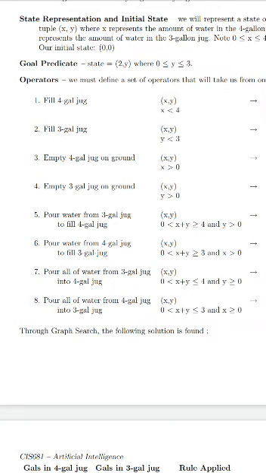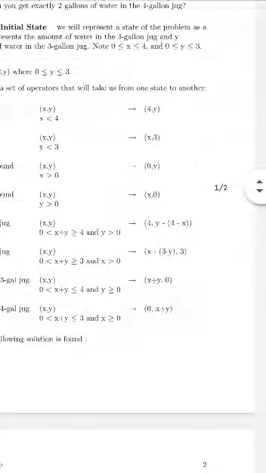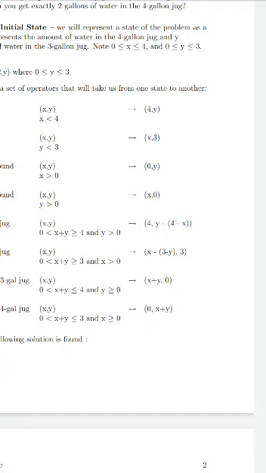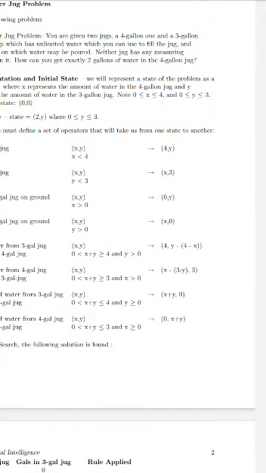Now fifth, pour some water from the 3 gallon jug to fill the 4 gallon jug. Remember, students, here we are transferring some water from Y to X. The operator is (4, Y minus (4 minus X)). The meaning is X becomes 4, and we transfer only a few water, that's why we write 4 minus X.